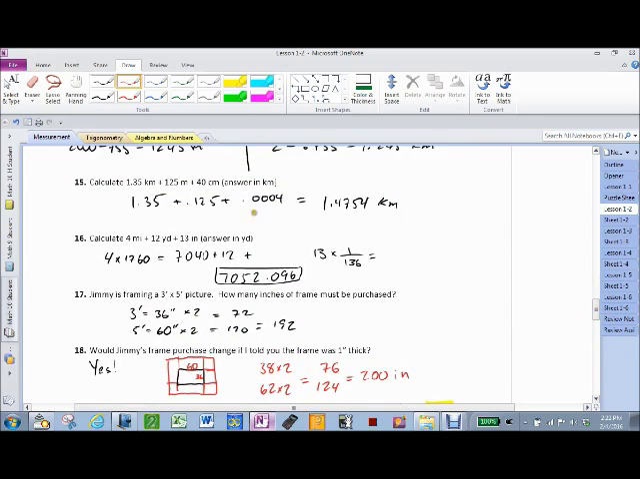15. Everyone okay with 15? I converted everything to kilometers and just added it up. 16. Everyone okay? There's the answer. Everyone is good? Yes?